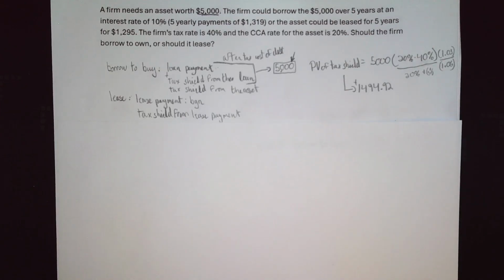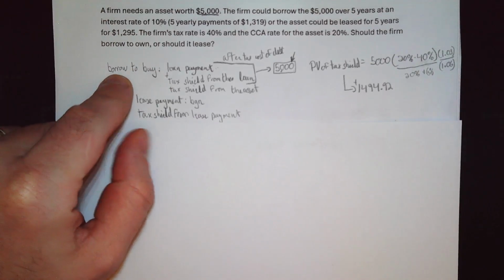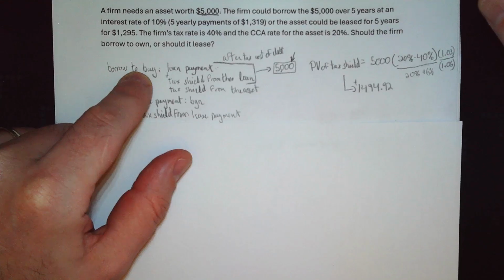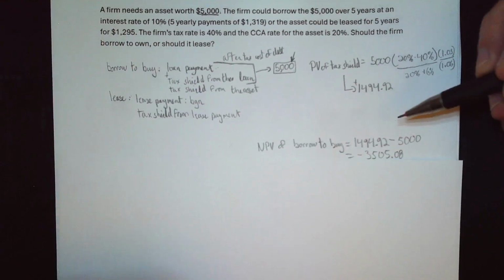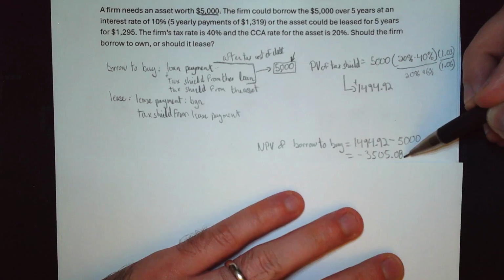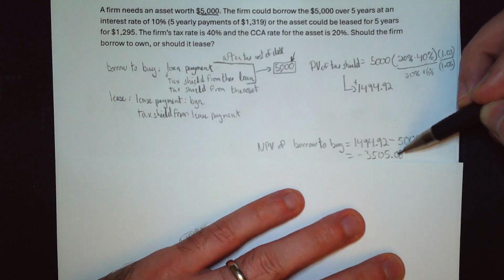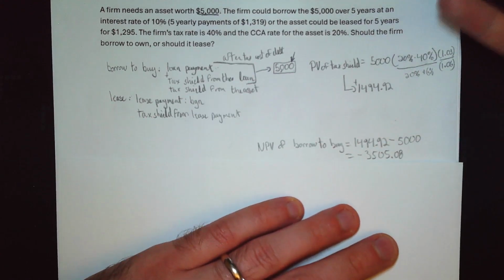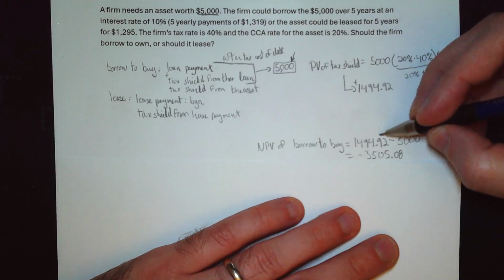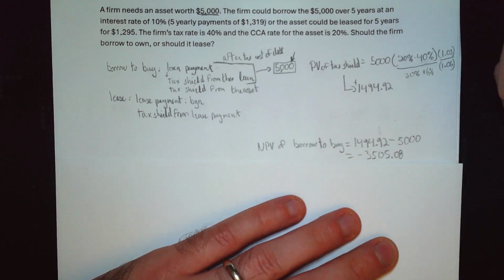In the previous video, we were looking at this question here, and I talked about the borrow to buy decision, and we established that the NPV of that decision was minus $3,505.08. If you look at the note, I actually rounded this number here, so I end up with 3,505. For the quiz, for the exam, I recommend actually keeping more decimals, so I only rounded in the notes because that's what the textbook does.